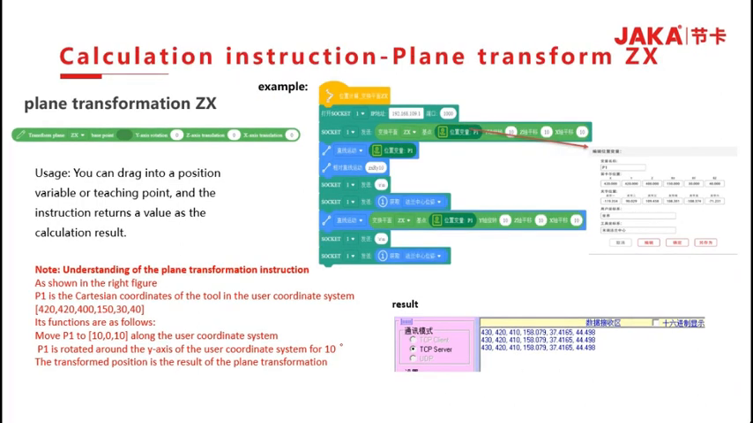Plane transformation ZX. See the example on the right. The socket sends the result of the plane transformation. The robot moves linearly to the P1 position, and then the robot makes a relative linear motion under the user coordinate system. The parameters are Z, X, and Ry, 10 each.